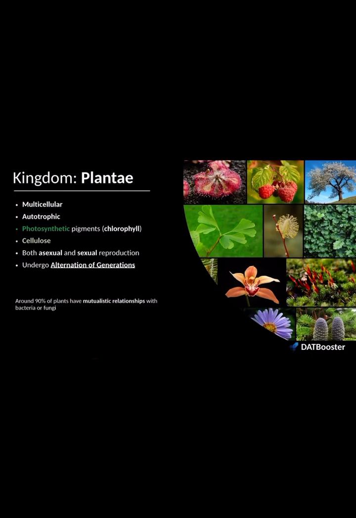First and foremost, all plants are multicellular. We don't have any unicellular organisms within this kingdom. And all these plants are going to be autotrophic through the way of photosynthesis. So they have photosynthetic pigments like chlorophyll found within their cells.